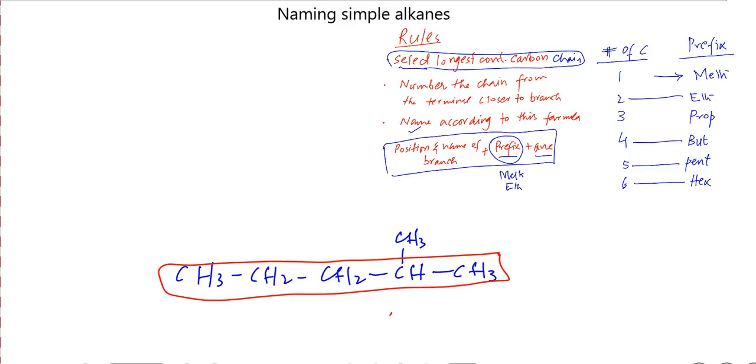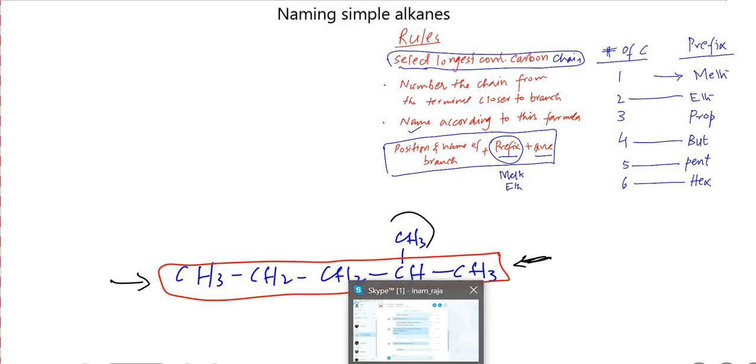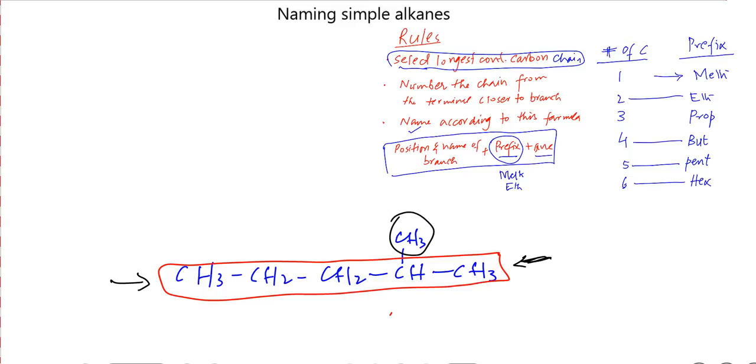Now you want to number this chain. So you have 2 ends. One end is this and the other end is this one. The second rule says to number the chain from the terminal which is closer to the branch, because this terminal is closer to this branch. By the way, anything which is outside of the selection is called a branch or substituent. Because this CH3 is closer to this end, we'll start numbering from here. So this is carbon number 1, carbon number 2, carbon number 3, carbon 4, and carbon number 5.